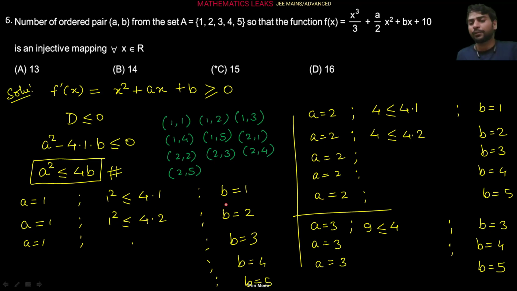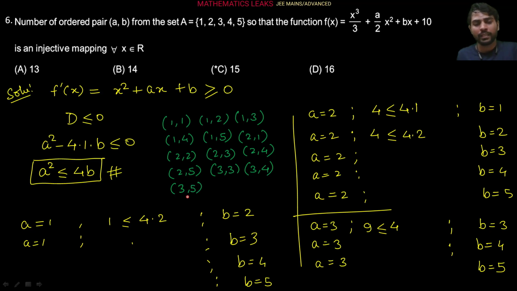And similarly, if A is 3, then B will be 3, or 4, or similarly B will be 5, then it will be satisfied, correct now? So (3,3), (3,4), (3,5) we can say, clear?